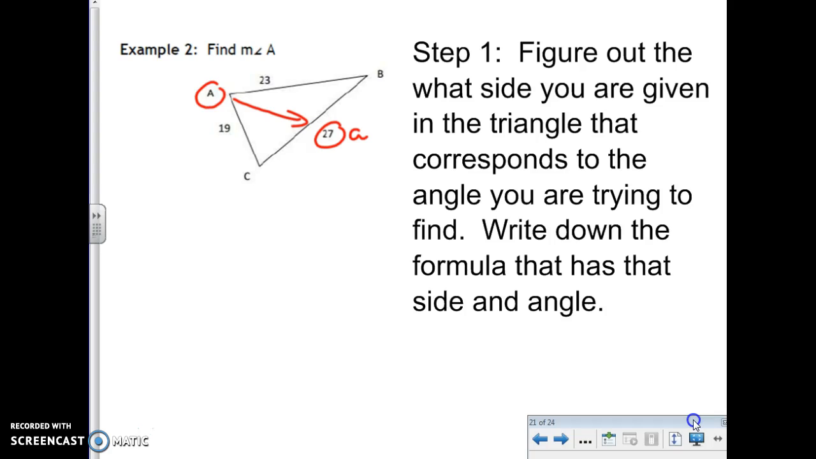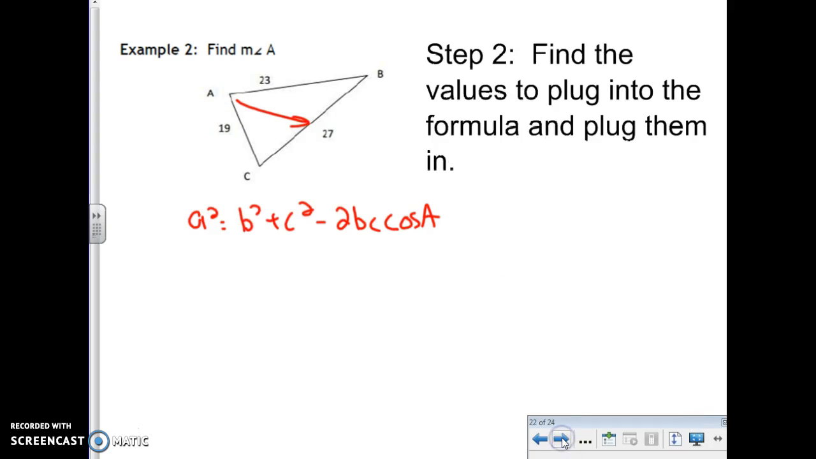So I want to use the formula that has A and A in it. So I'm going to be using A squared equals B squared plus C squared minus 2BC cosine A. That's the formula I'm going to be using because it has both the A's in it. Because I'm trying to find angle A, that's the only formula that I can use that'll help me find angle A.